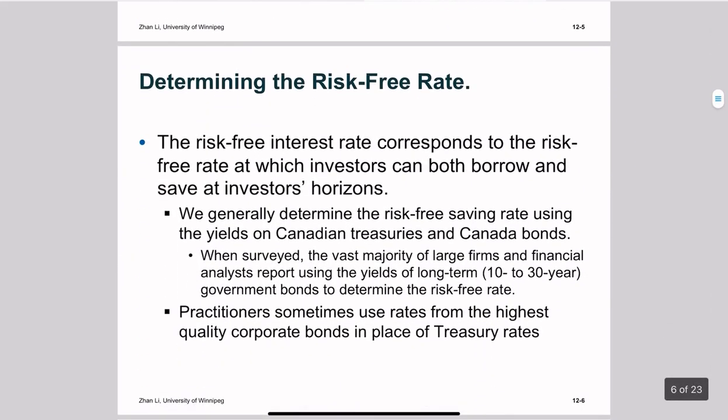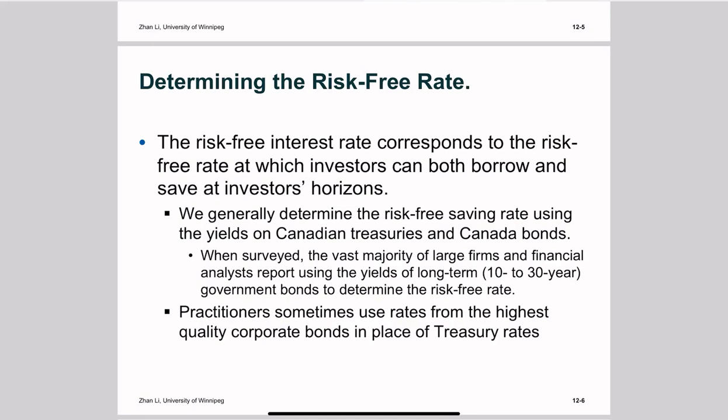Now, how do you determine the risk-free rate? First, theoretically, the risk-free rate should be the risk-free rate at which investors can both borrow and save at your investment horizon. The meaning of this statement is like this. Let's say you have a project which spans 10 years. In this case, you should look at a risk-free rate which corresponds to the 10-year risk-free rate.